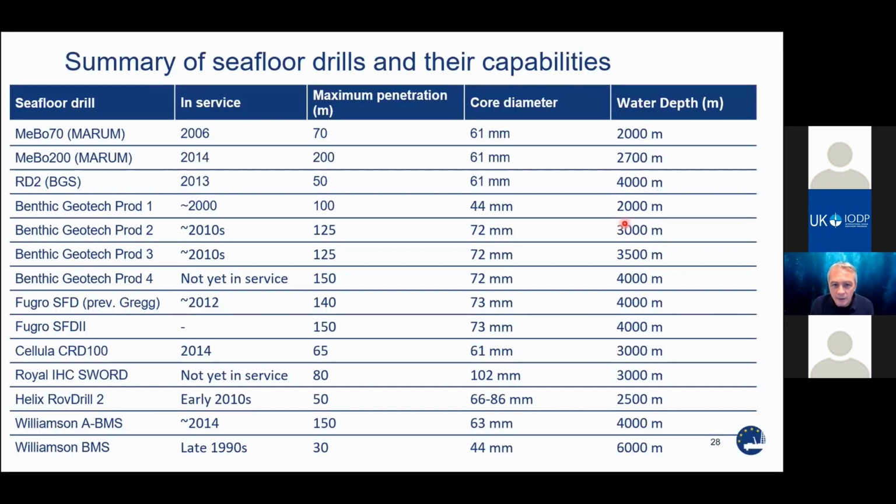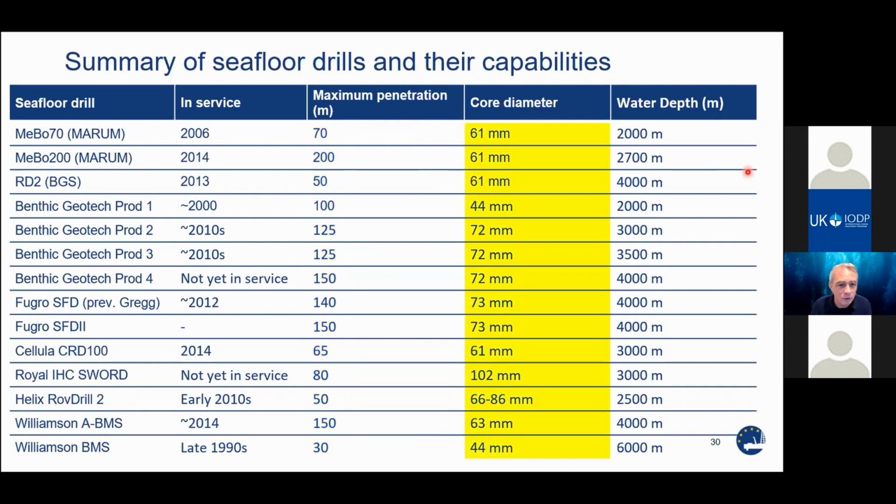Here's a summary table of the 14 seafloor drills that appear to be or will shortly be in service. A noticeable feature of these drills is their limited penetration compared to surface-based drilling. Their penetrations are varied, but they generally range between 50 meters and 150 meters, with one exception being the MEBO 200, which can reach 200 meters below seafloor, although it can't do that by continuously coring from seabed in one hole.